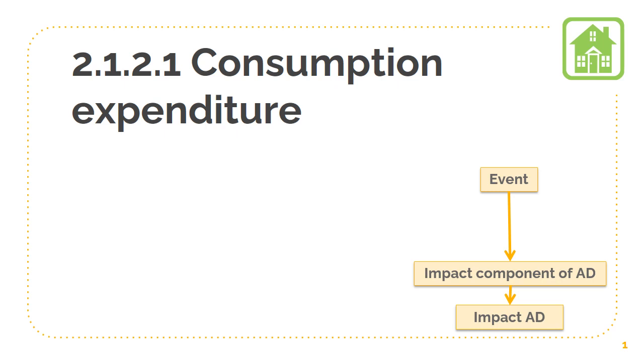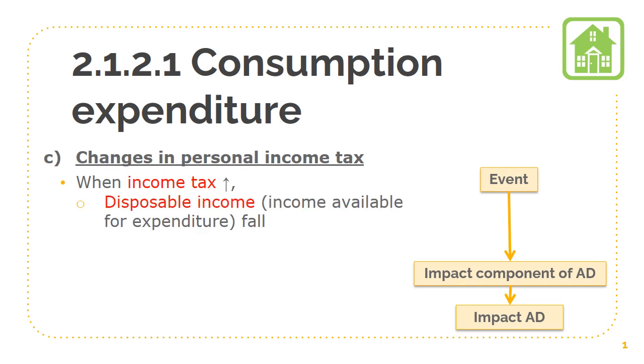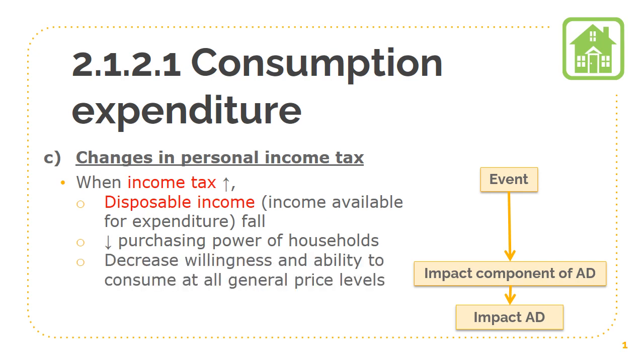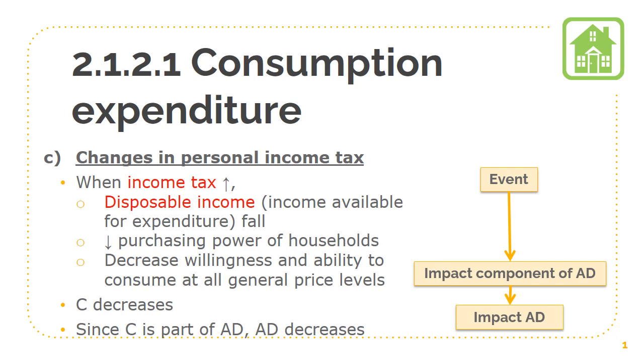Having looked at two factors affecting C, we continue with the next factor on income tax. When it increases, disposable income falls, and this would in turn decrease purchasing power of households. This decreases the willingness and ability of households to consume at all general price levels, decreasing C and hence AD.